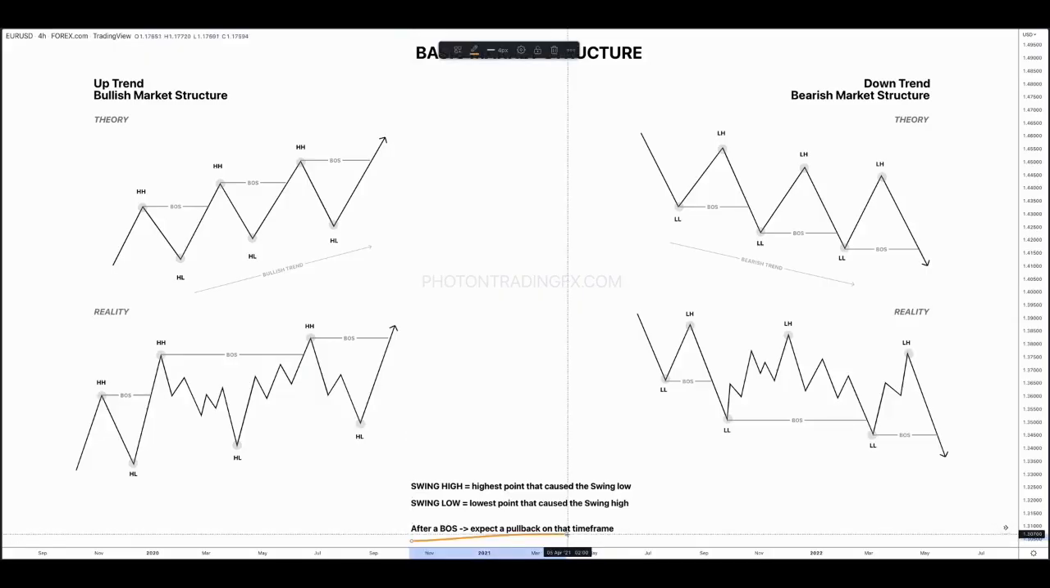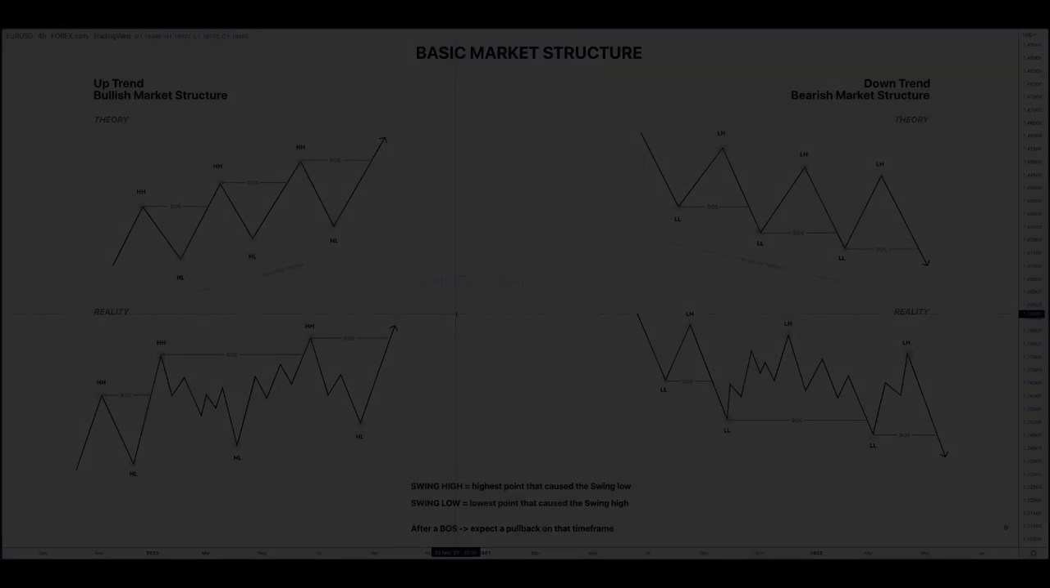So super, super key: after a break of structure, that's when your mind needs to start saying to yourself, okay, at some point now, we've had a break of structure on this time frame, we can expect a swing pullback on said time frame.